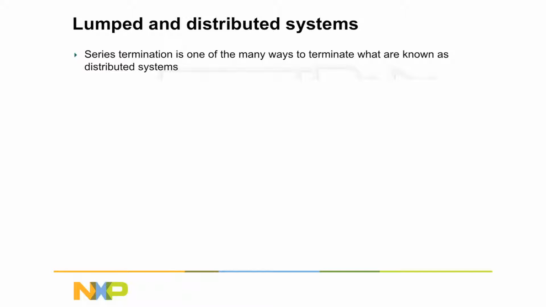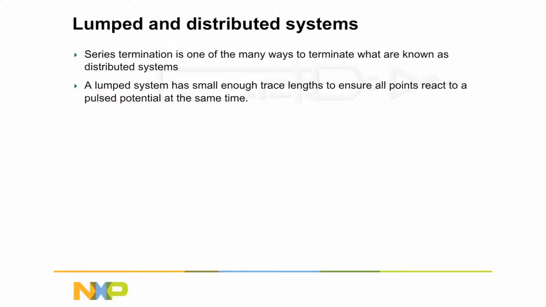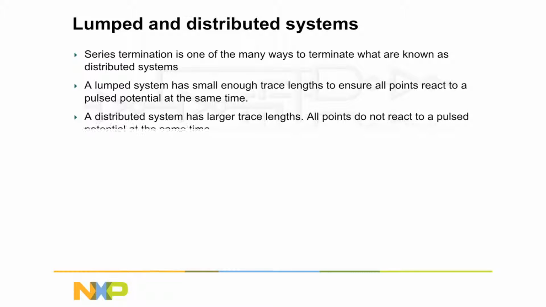Series termination is one of the many ways to terminate what are known as distributed systems. Electronic systems can be considered as either lumped systems or distributed systems. Factors that determine if a system is lumped or distributed include the rise time of applied signals and the delay time of the conductor. If all points on the conductor react to a potential at the same time, the system is lumped. Lumped systems have short trace lengths.